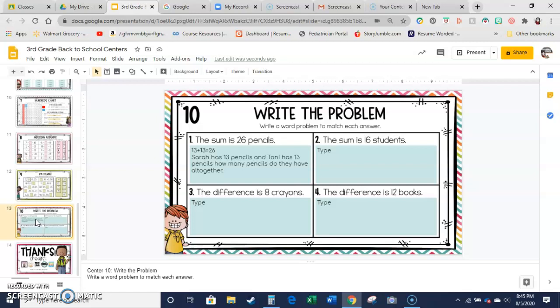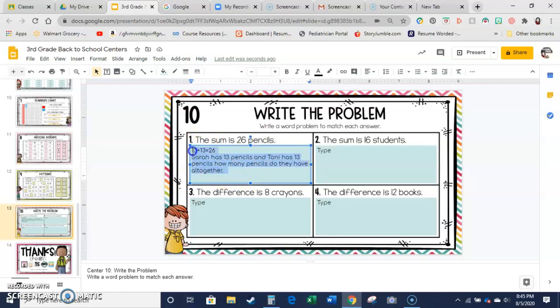Write the problem. You can see here that I've already written one for you. I know that the sum is 26 pencils. What I don't know is my question. So I need to figure out what 2 numbers equal 26. I know that 13 plus 13 equals 26, so I can make a problem with those 3 numbers.